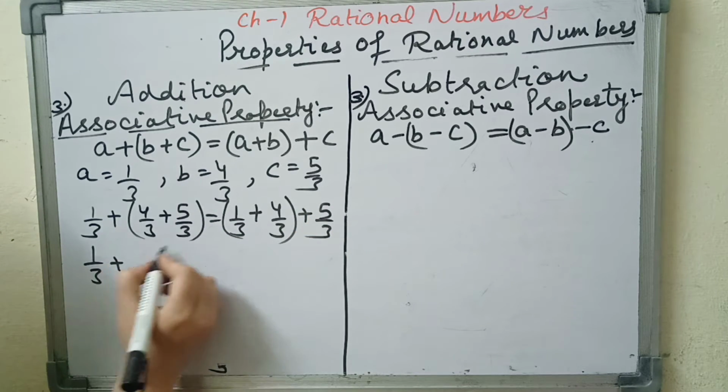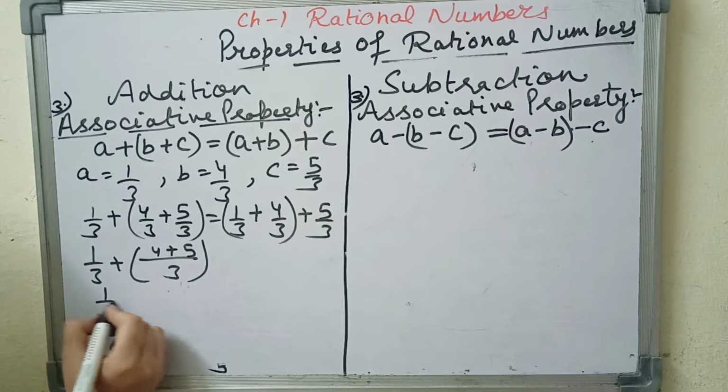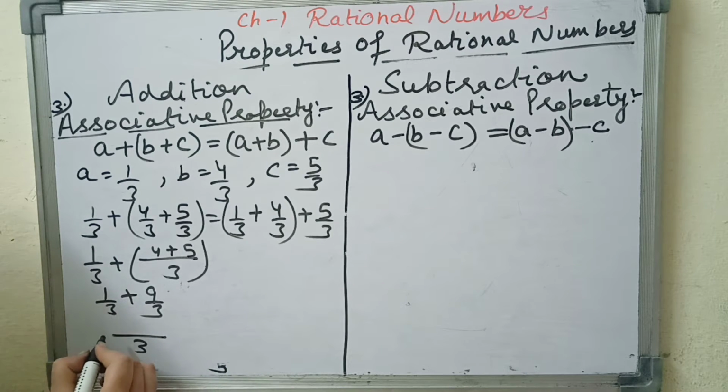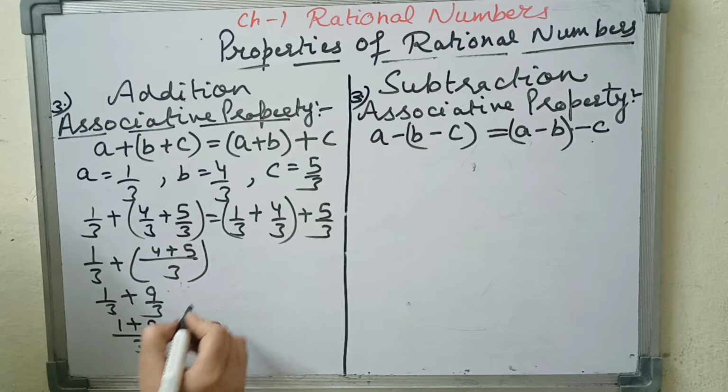First of all, I will solve this bracket by taking LCM. 4 plus 5, you will get 9 over 3. Again, you will take the LCM as the denominator is the same. I will get 3 here and 1 plus 9, and its answer is 10 over 3.